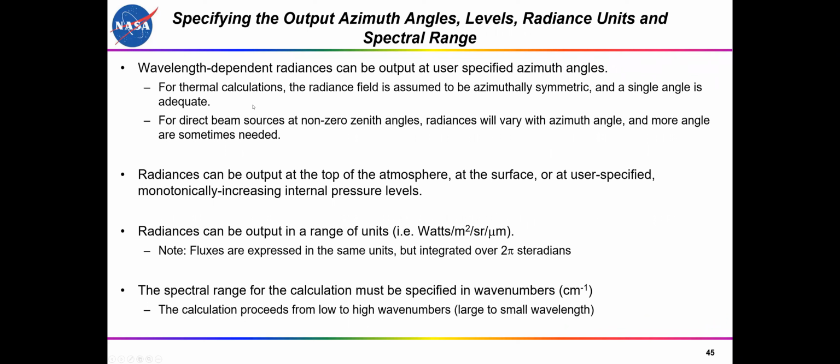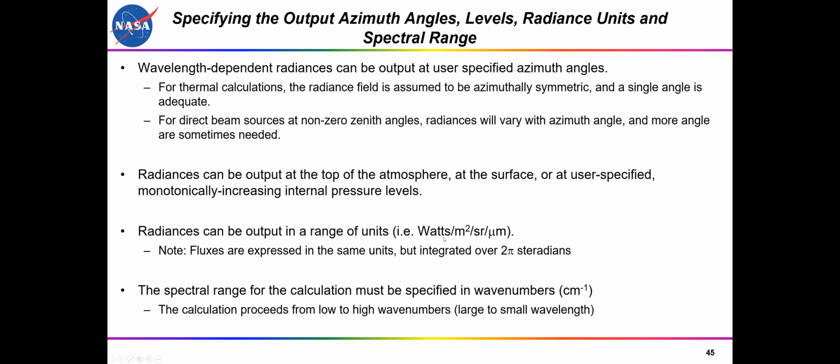Finally, getting into this, if you want the wavelength dependent radiance on user specified azimuth and angles, it'll just ask you to enter those azimuth angles. As I mentioned earlier, you can actually output radiances at the top of the atmosphere or at the surface. It'll ask you that here. It'll ask you for the units for your output spectra.